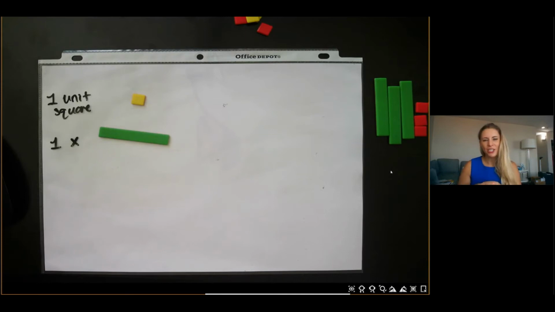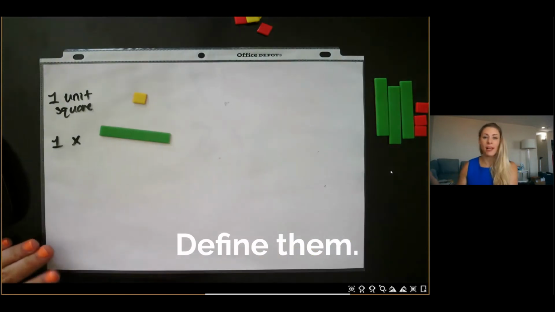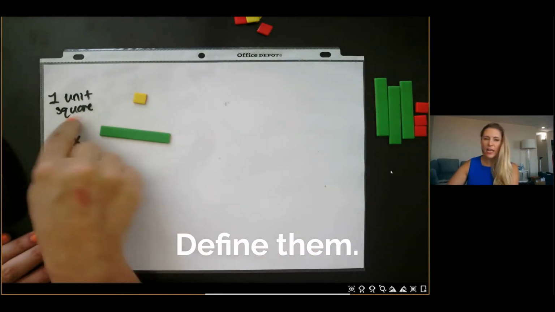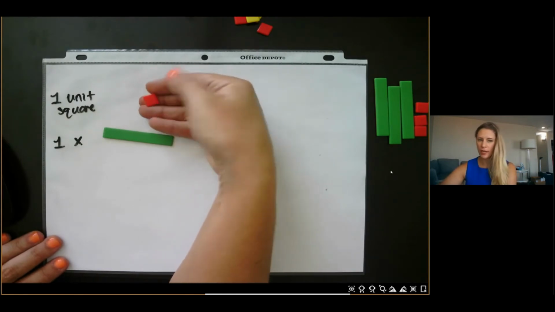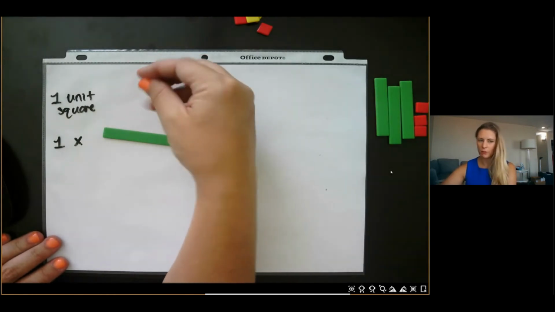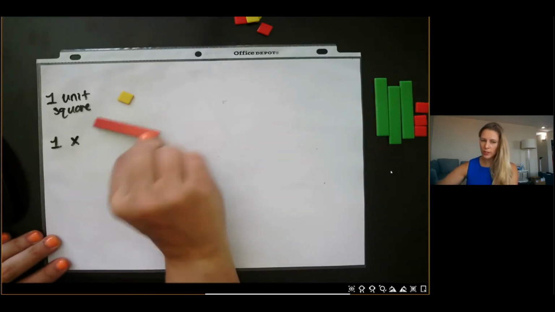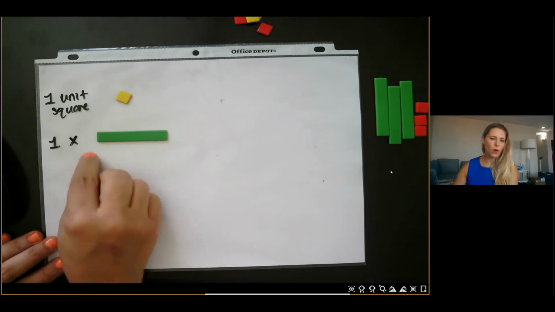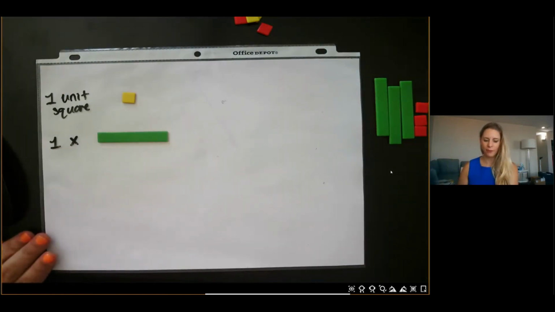The first thing I need to do is have a common definition of what the algebra tiles are and their values in my classroom. So right here, I have a 1 unit square. On my kit, it has yellow on one side and red on the other. One shows positive, one shows negative. And then my longer green on one side, red on the other for me is 1x. Of course, we know that as just x. That has to happen first.